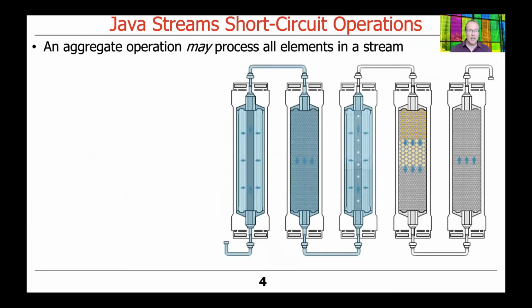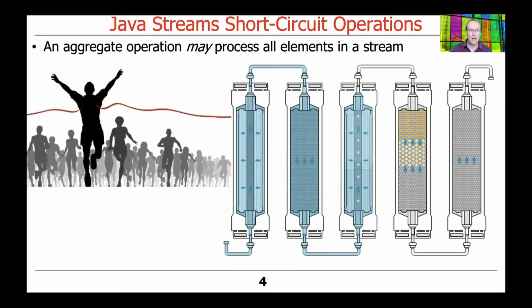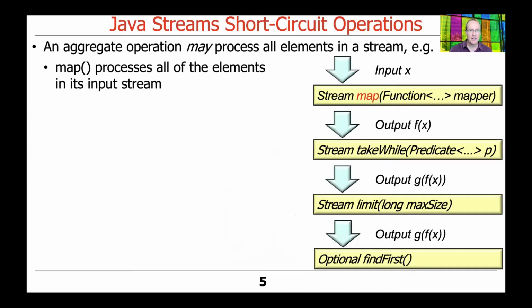So keep in mind that an aggregate operation may process all elements in a stream, much like the water purification system analogy I've used many times. The water flows through from beginning to end and is purified through different filters along the way. That's what we would typically call run to completion operations, or run to completion semantics.